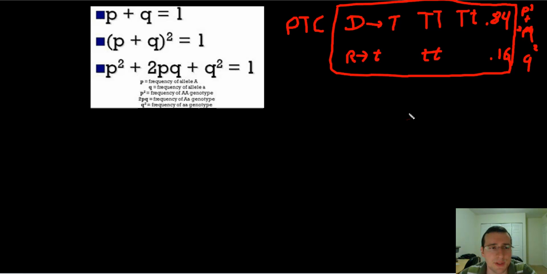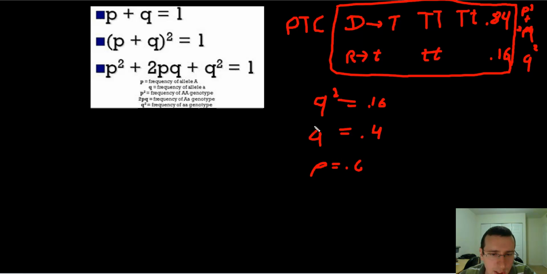So in this population of PTC papers, we know that q squared equals 0.16. And since we know that that's the case, we can know that the q is going to be the square root of that, which is basically 0.4. Now that we know what q is, it should be easy to find out what p is because they have to add up to 1. So the difference is going to be 0.6.